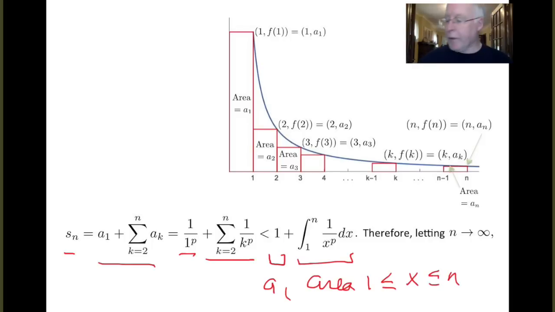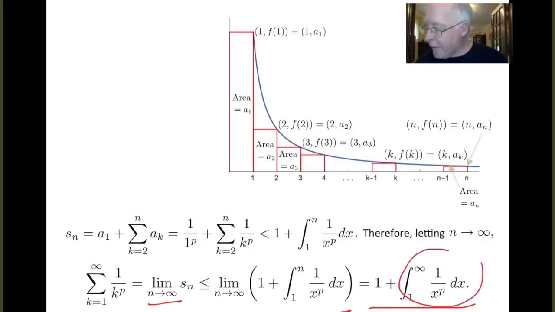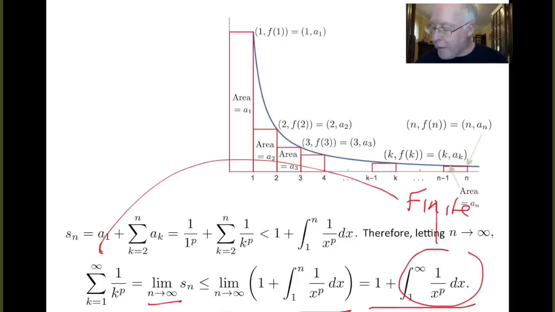If we let n go to infinity through this inequality, we find that the sum of the series k equals 1 to infinity, 1 over k to the p, which is the limit of the partial sums, is no bigger than the limit of the integrals. And this gives us 1 plus the improper integral, 1 to infinity, 1 over x to the p dx. And again, because this integral is finite, as we saw earlier, that means this sum is finite, that is, it converges. So convergence of this improper integral, being finite, means the sum which has a lesser value is also convergent.